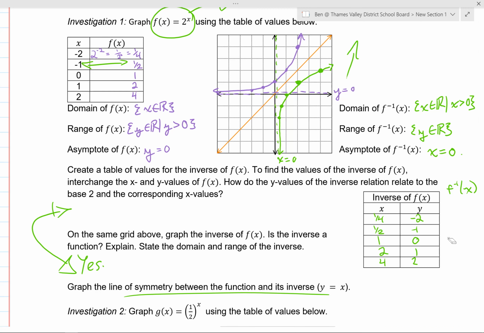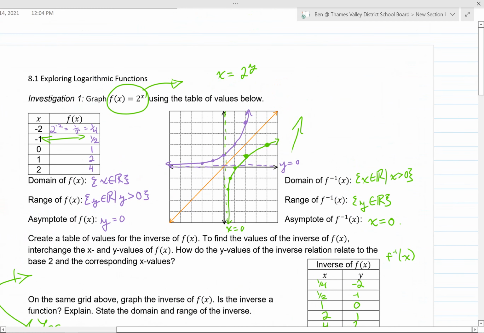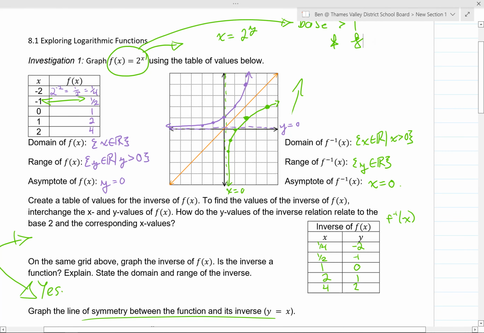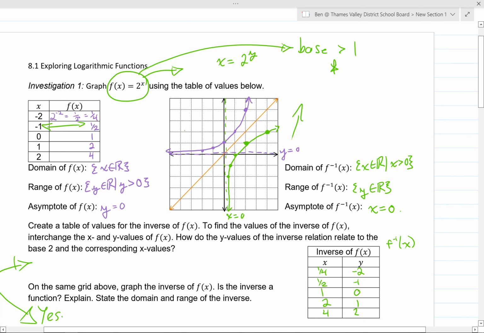Okay, so now let's try graphing. Now this, when we graphed this here, is the general shape we can expect if our base, in this case, equals 2. We'll expect this general shape if our base is greater than 1. If our base is greater than 1, then our logarithmic function is increasing. Our exponential function is increasing. That is to say, whether it's our original function or its inverse function, if our base is greater than 1, then our functions are going to be increasing.